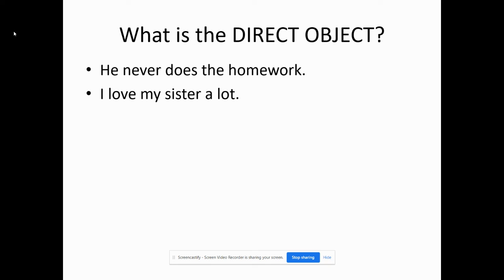I love my sister a lot. I is the subject. Love is the verb. I love what or who? Sister. There's the direct object. So again, we have to find these direct objects because eventually we're going to replace them with pronouns, but we have to know what the direct object is first.